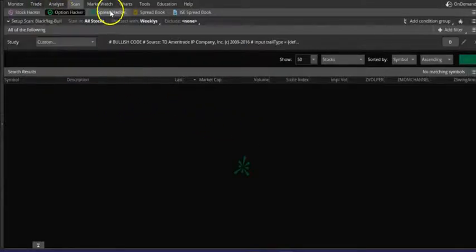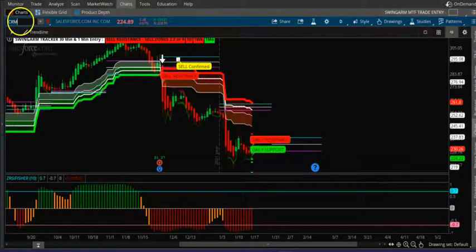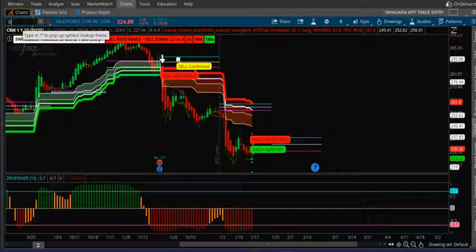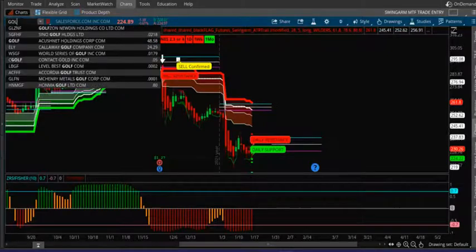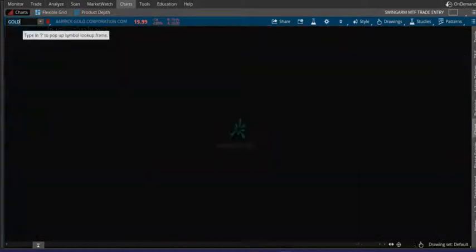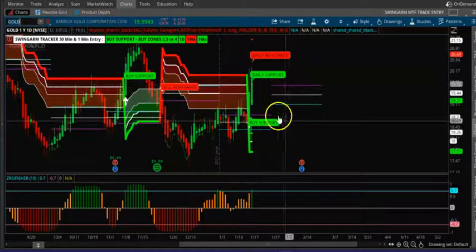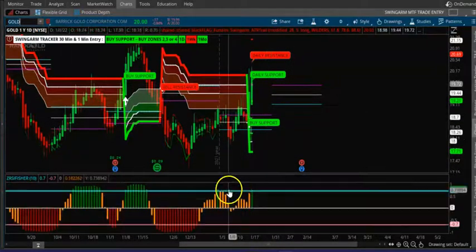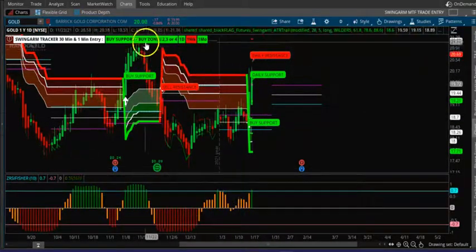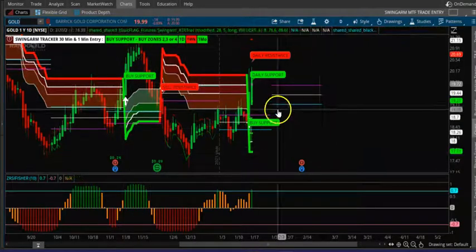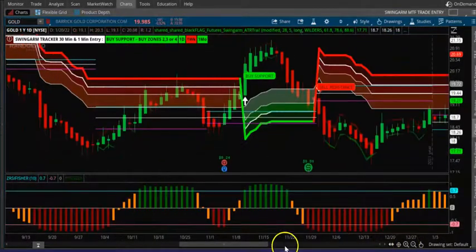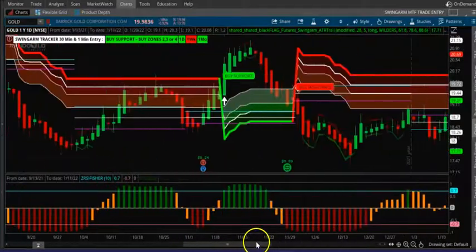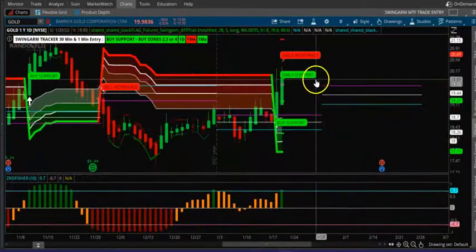Let me go to gold. We'll see it now because the market is live. So it's red here. This is up, RSI is up. You can see that it's a buy zone, buy support. So you can take the trade here and then expect the market to go up.